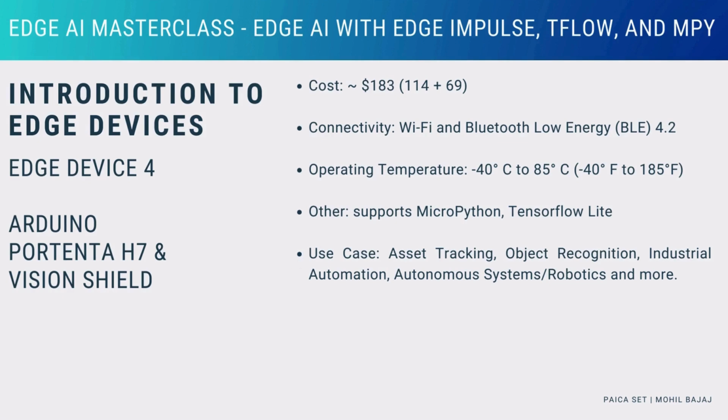And that is all for the Arduino Portenta H7. In the next video, we will look at Raspberry Pi 5, a device which is really a computer that fits in your hands. See you there.